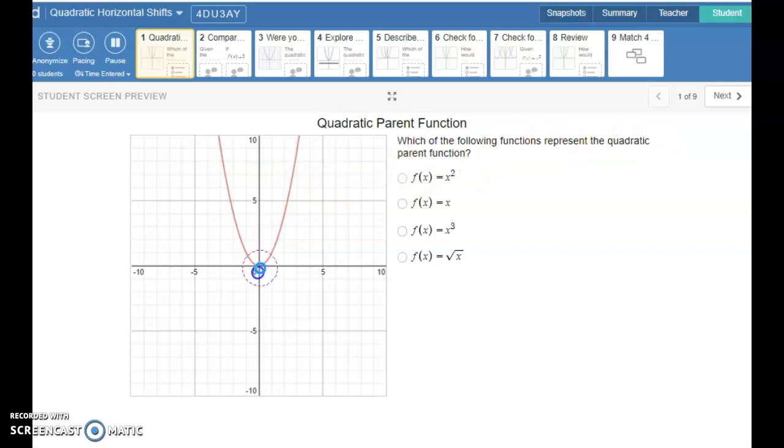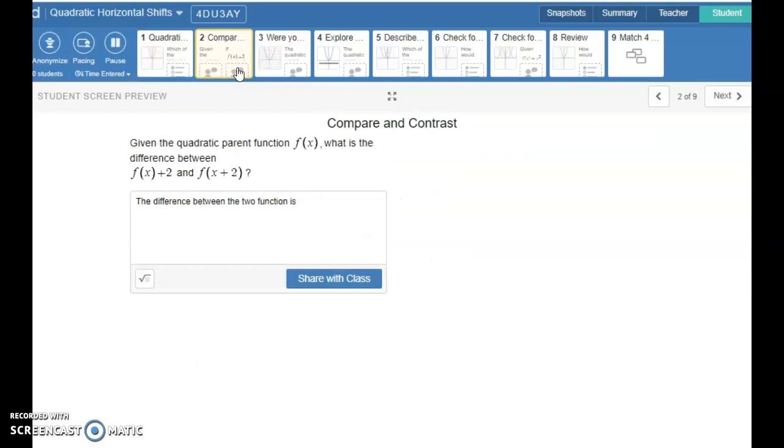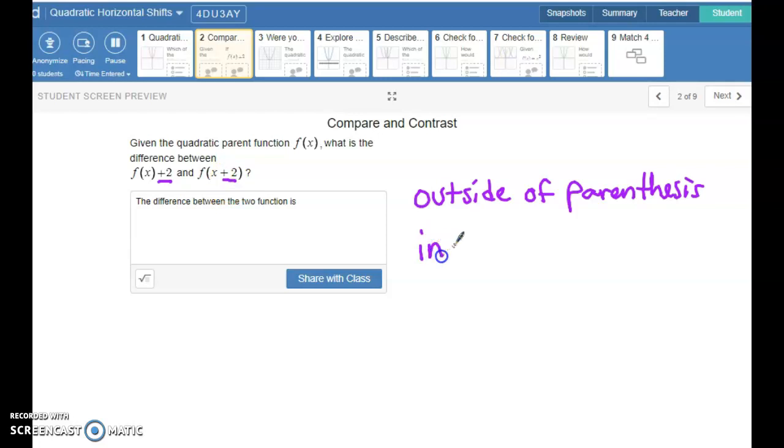Let's go to slide number 2. On slide number 2, they're just going to ask you what is the difference between these two things, right? In this one, the +2 is on the outside, and in this one, the +2 is on the inside of the parentheses. So one of them is on the outside of the parentheses, and the other one is on the inside of the parentheses.